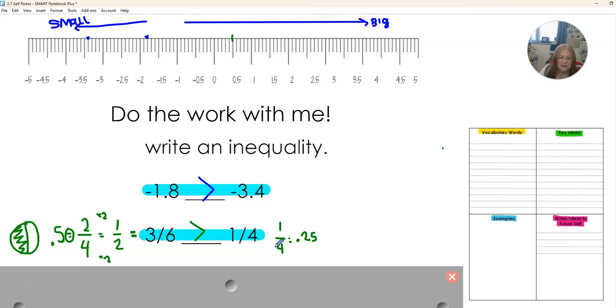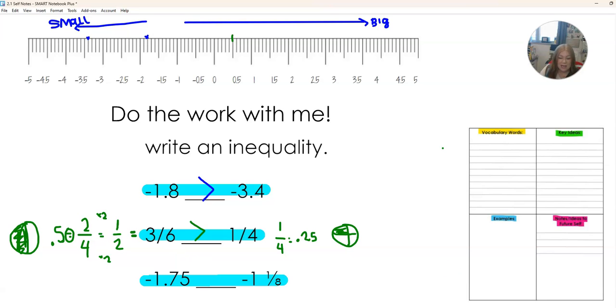Or I could even, because these are both pretty easy, I could draw a picture. So here's 1/2, and this one is 1/4. So I can see, right, this one is more than that one. So 3/6 is greater than 1/4. 1/4 is less than 3/6. So forwards and backwards, so make sure you have the proof as well.